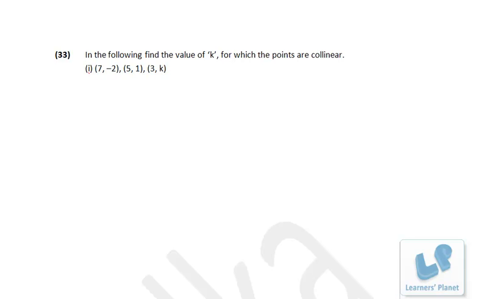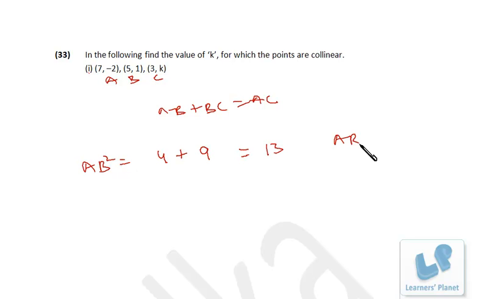Now in this case, we have to find out the value of K for which the 3 points are collinear. So if the 3 points are collinear, then AB plus BC should be equal to AC. So we just have to put up the distance formula over here. So here AB square is equal to 7 minus 5 square, that is 4, plus minus 2 minus 1 square, that is 9. So that is 13. That means AB is root 13.